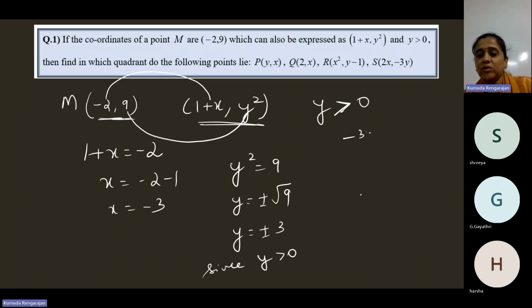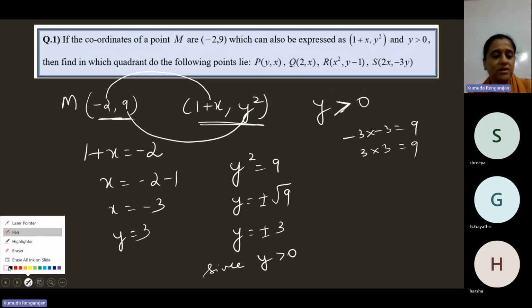See, -3 into -3 is 9. +3 into +3 is also 9. So y is equal to plus or minus square root of 9, y is plus or minus 3. But y = -3 is not possible because y is greater than 0, y is positive. So y is equal to +3.